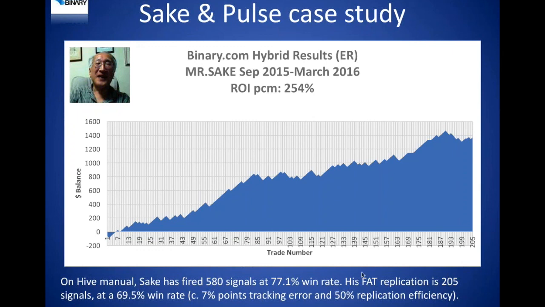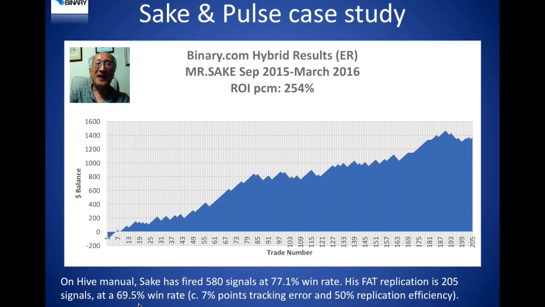That's a replication efficiency of just 50%, which actually is not that bad. That's actually 2 signals a day replicated, right? So if he's firing 4 or 5 a day, 2 are actually replicated. And the binary.com win rate for Saki is actually 69.5% ITM at ER. And by ER, I mean extreme risk, right?